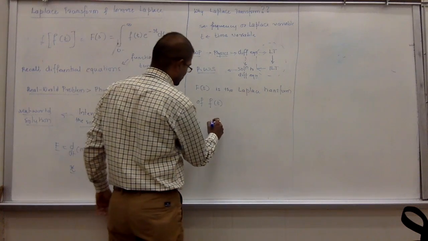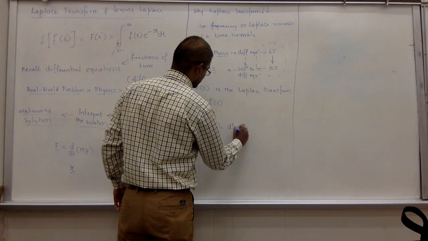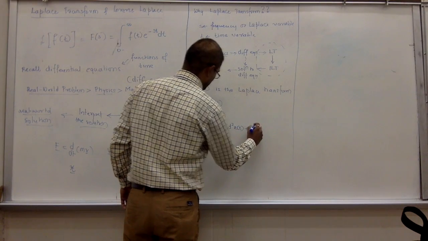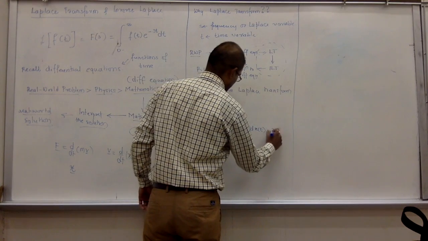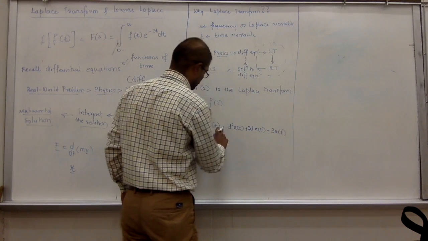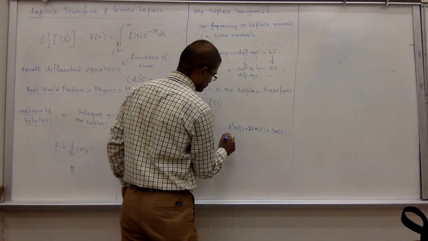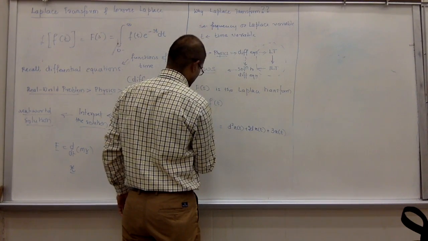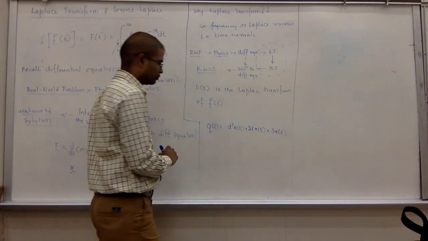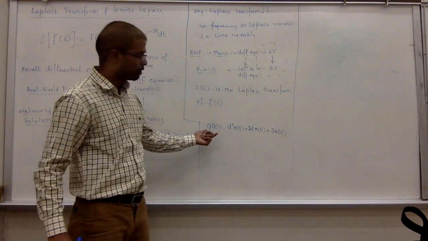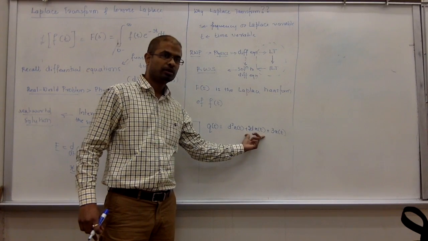So for example, if you have a function f of t equal to d square x plus 2 dx of t, equal to Q. Think about this, Q is the applied force, and this is what you get applying Newton's laws, right?